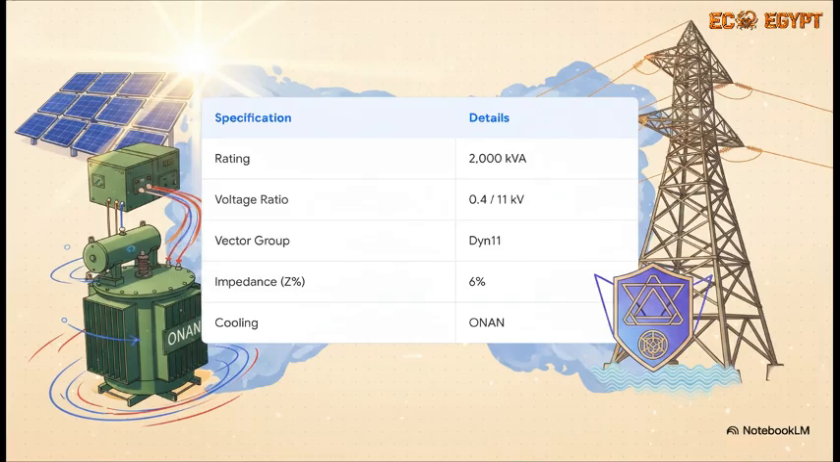They're using a Dyn11 vector group, which, if you know your transformers, is absolutely crucial for handling unbalanced loads and trapping harmonic currents. It keeps the power profile super clean. Plus, they're using ONAN cooling. That stands for oil natural, air natural. Basically, it means these transformers are robustly designed to passively cool themselves right in the middle of the scorching Egyptian desert without having to rely on mechanical cooling fans that could eventually fail. Every single detail here is meticulously chosen to safely and efficiently bridge our solar array straight to the grid.